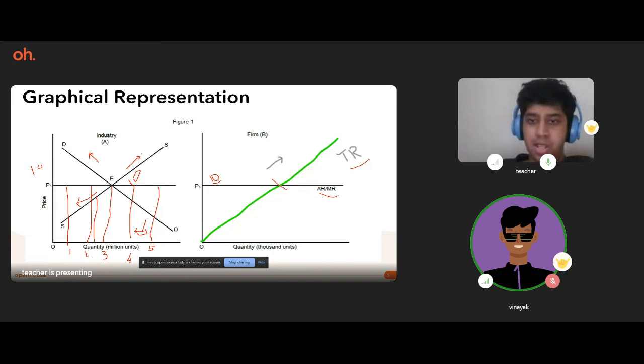It should actually start from here, but this is just graphical. When you're drawing it in your exam, you have to show it as convex. You have to show it starting from the origin. Why? Tell me why I haven't drawn it from here. Why from this? Why not from this price point?